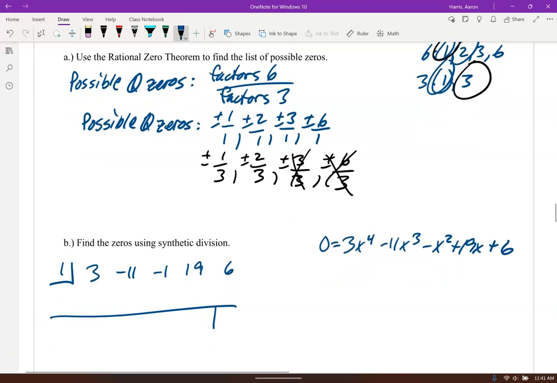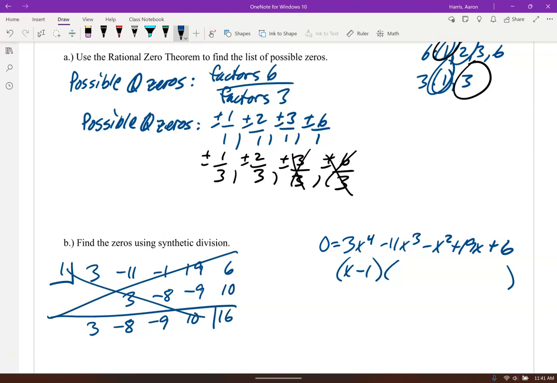Does 1 work? If 1 works, then x minus 1 is a factor, if it has a remainder of 0, right? So let's go ahead and drop the 3 down. 3 times 1, 3. -11 plus 3, -8. -9. 10. Okay, that one does not work, because I did not get a 0 as my remainder. So x minus 1 is not a factor. So let's move to -1 now.